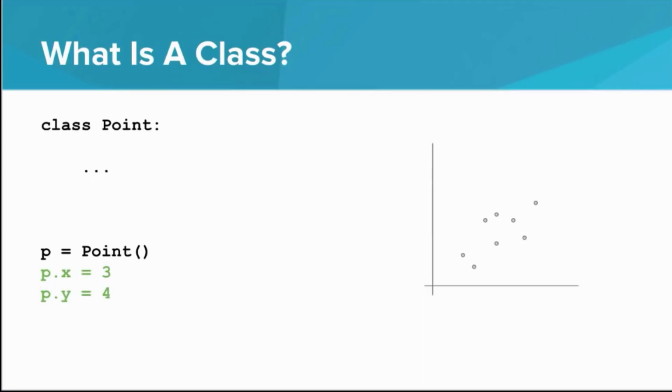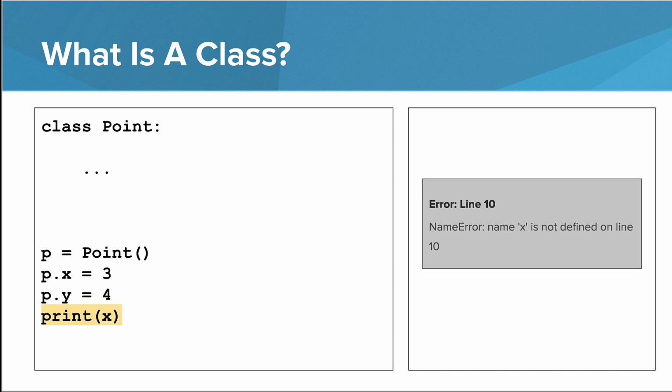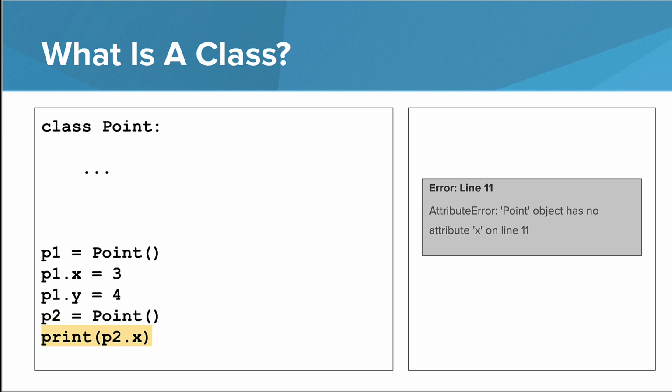When variables are defined on an object, they are called attributes. We can print the value of these attributes the same way we print the values of other variables. Note that when we define p.x, that doesn't create a normal variable called x. If we just try to print x, it will be undefined. If we create another point, it will not automatically have x and y defined on it. We'd have to manually define x and y on each point we create. This is sort of a pain.